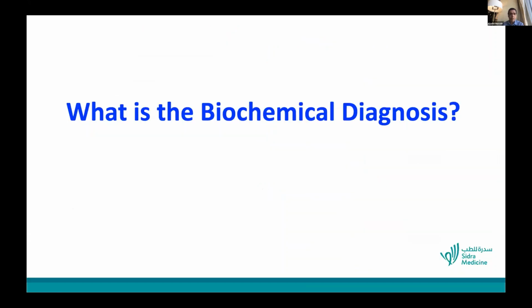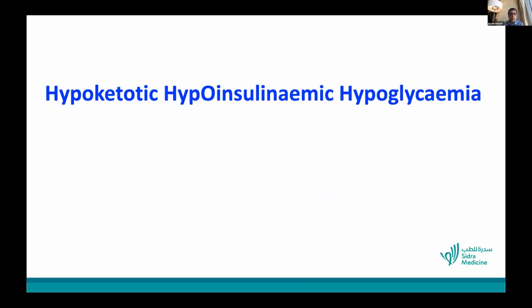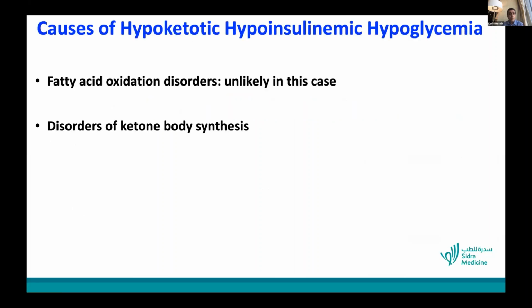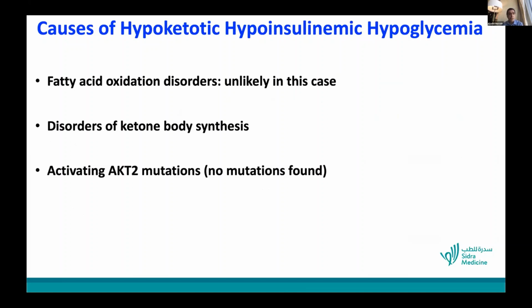So what's the biochemical diagnosis in these patients? The biochemical picture looks like hypoketotic, hypoinsulinemic hypoglycemia. So what's the cause? Could this be a fat oxidation disorder? Very unlikely. Could this be a ketone body synthesis disorder? Unlikely. Could these patients also have an activating mutation in the AKT2 gene? We looked for mutations in the AKT2 gene and we found no mutations. Or are we dealing with something completely new here?